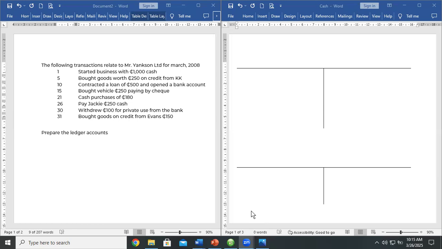15th March, he bought vehicle 250 cedis paying by check. 21st March, he cash purchases of 180 cedis. 26th March, he paid Jackie 250 cedis cash. 30th March, withdrew 100 cedis for private use from the bank. 31st March, he bought goods on credit from Evans, 150. Okay, I'm done.